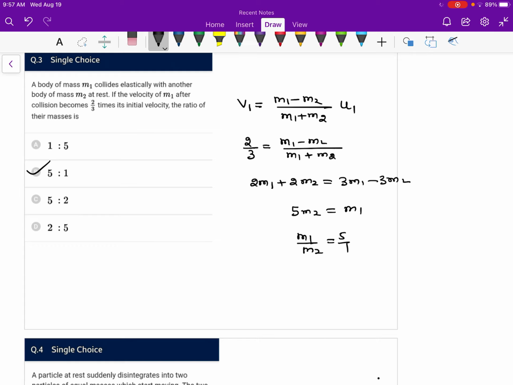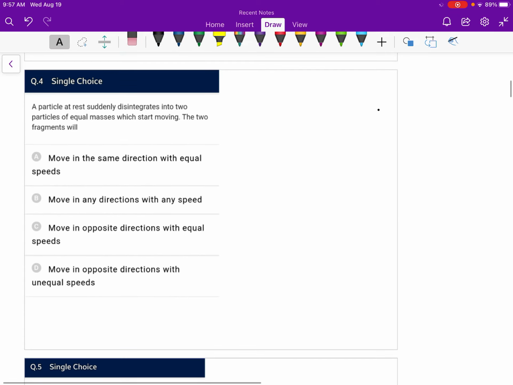Now next, the fourth question. A particle at rest suddenly disintegrates into two particles of equal masses. According to momentum conservation, both the particles move in opposite directions with equal speed. So C is the correct option.